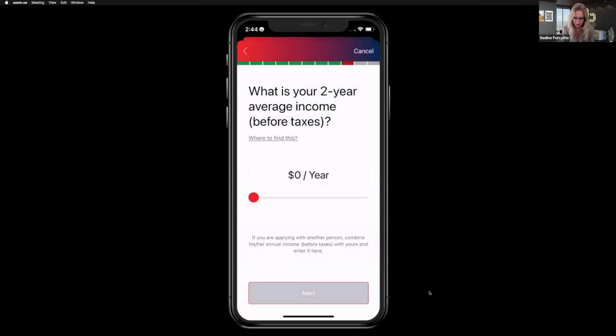So what is your 2-year average income? And also remember, if you're applying with another person, combine his or her annual income with yours. Okay, great. Let's go with 150.